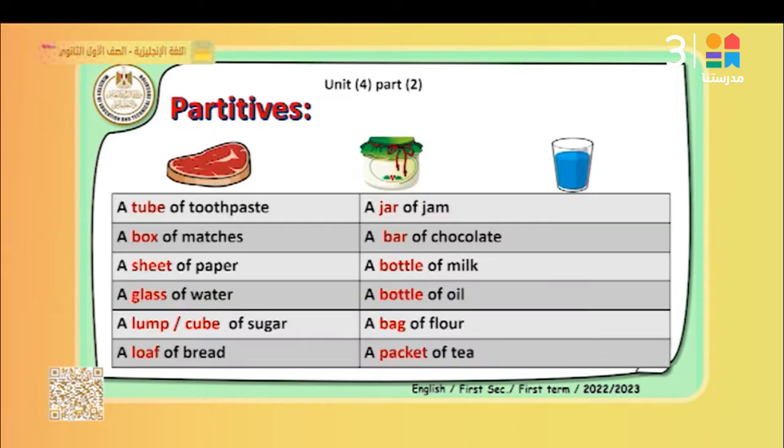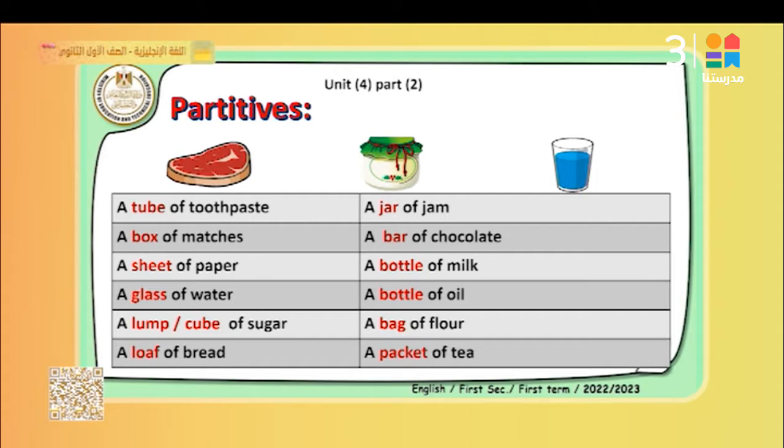How can we count the words which are uncountable? They are uncountable. We cannot say, for example, toothpaste. We cannot say 1 toothpaste, 2 toothpaste. If I wanted to count them, I can put a partitive. What's a partitive? Partitive means a part of something. So if you wanted to buy toothpaste, you can say a tube of toothpaste. A tube of toothpaste. We can say a tube, 2 tubes, 3 tubes. And here we count the tubes, not the word toothpaste.